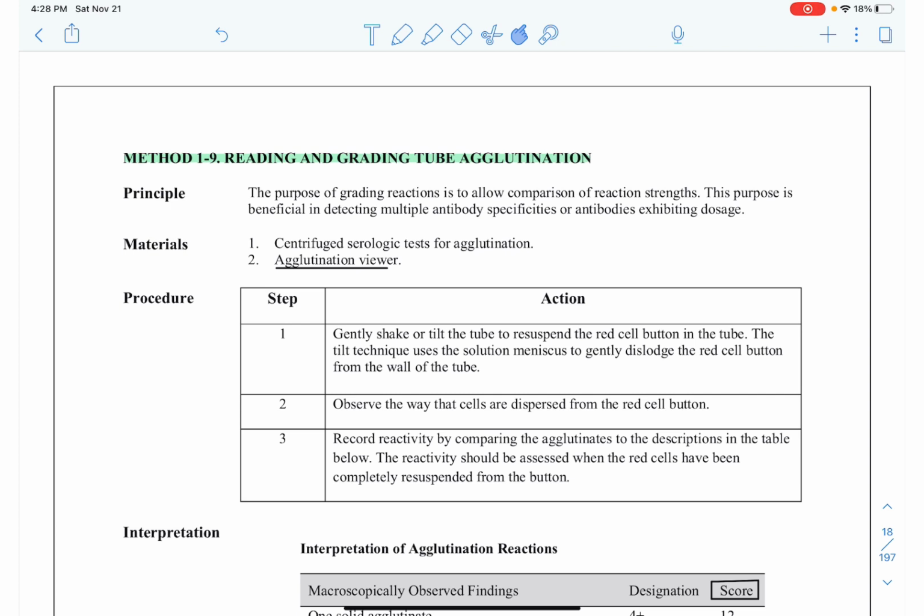Step 1 of the procedure is where blood banking can become subjective. Agitation involves gently shaking or tilting the tube to resuspend the red cell button, which forms after centrifugation. Technologists can shake tubes at different vigorous strengths. It's important during training to ensure technologists with less experience understand the value of gentle agitation and the method that is standardized in the blood bank. We then, in action 2, observe the way the cells are dispersed and concurrently record the results.